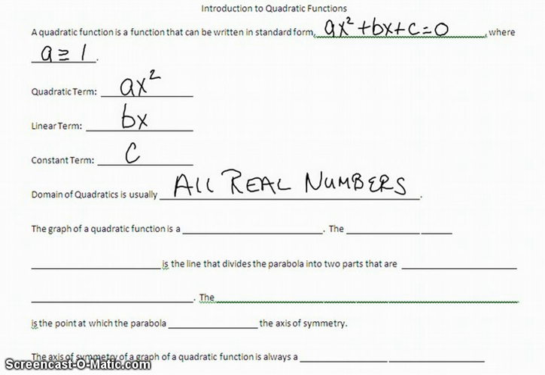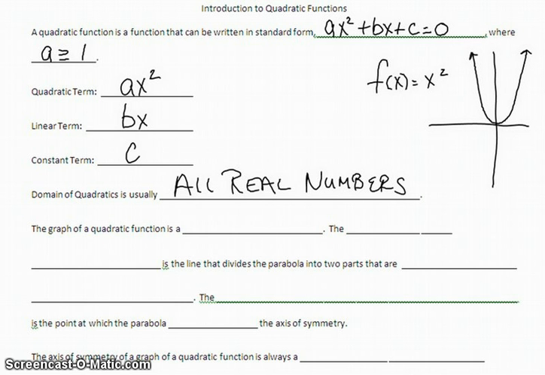Now the graph, if we remember, the parent function was f of x equals x squared, and its general graph shape was this, a parabola. So in quadratic functions, the graph is a parabola.